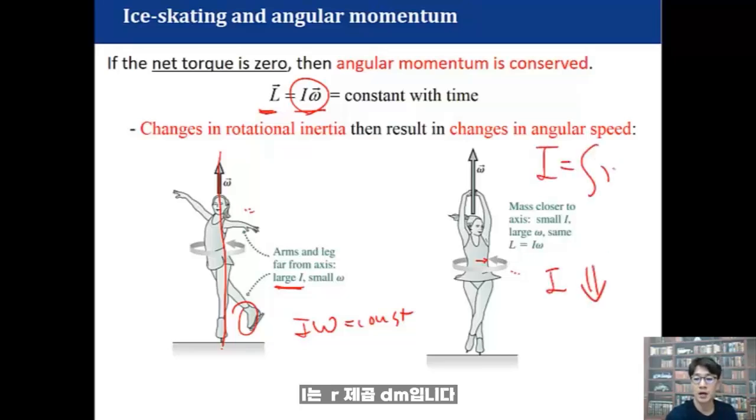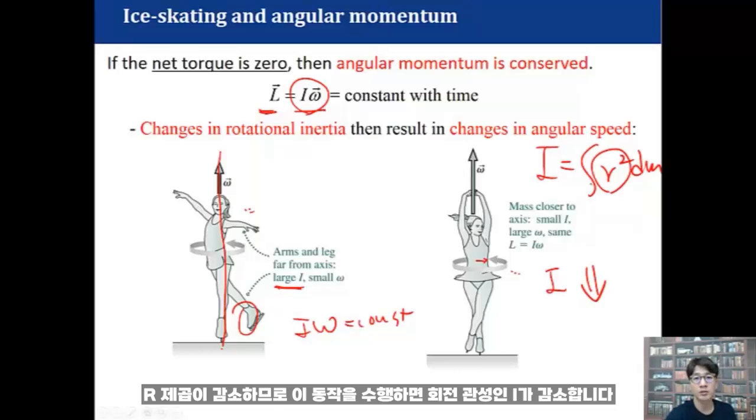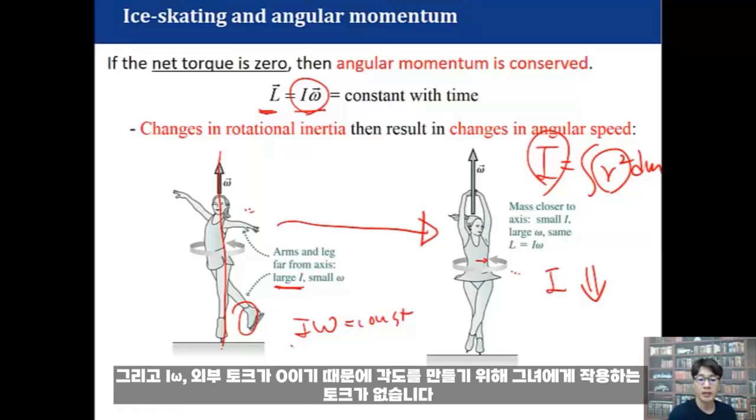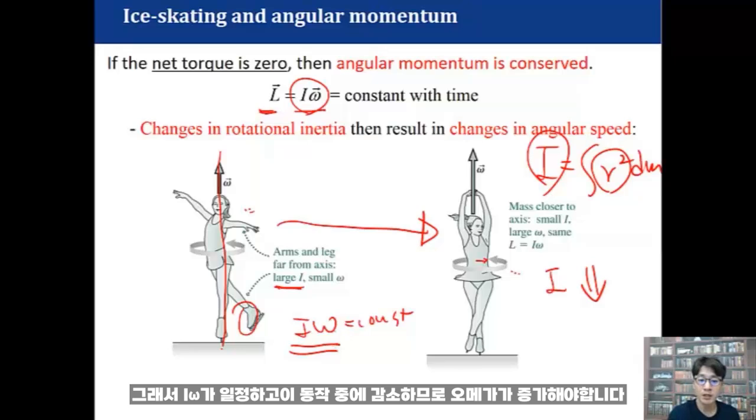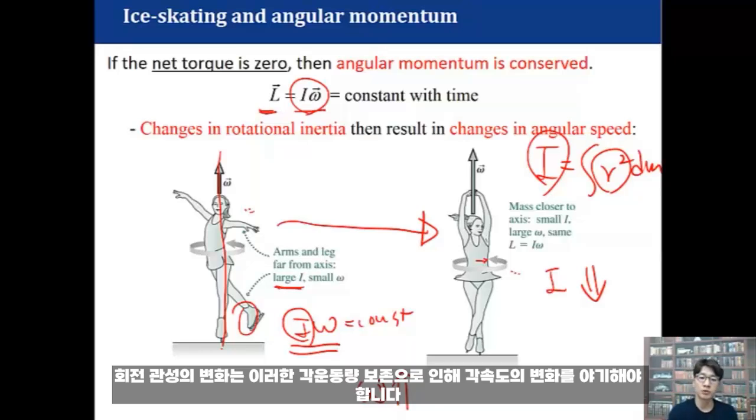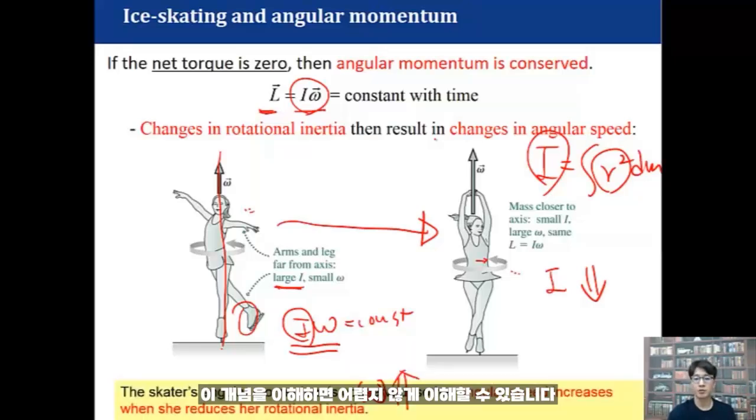I is the integral of r squared dm. r squared decreases, so rotational inertia I will decrease by doing this motion. And I omega, because external torque is 0, there's no torque acting on her to change the angular momentum, so I omega is constant. Then I decreases during this motion, so omega should increase. Okay, so changes in rotational inertia should cause changes in angular speed because of this angular momentum conservation. Once you understand this concept, it's not difficult to understand.